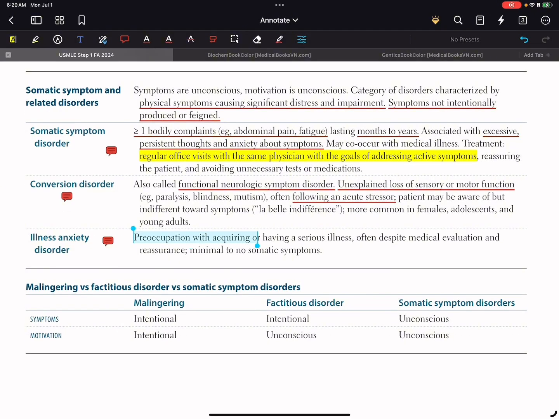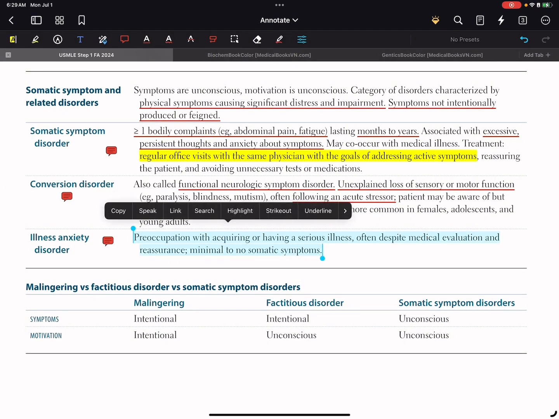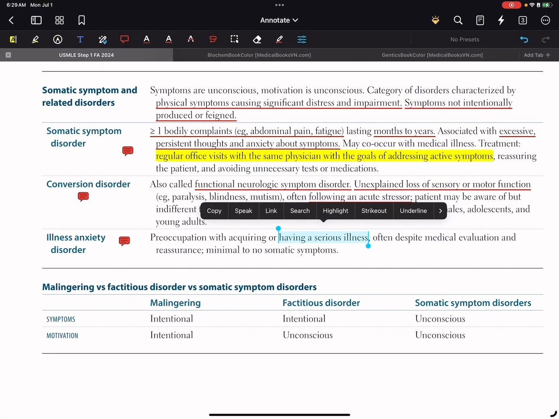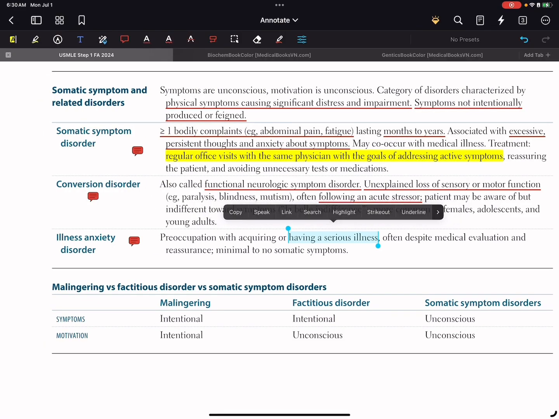Illness anxiety disorder: the patient fears having or acquiring a disease, often despite medical evaluation and assurance, with minimal to no somatic symptoms. The patient would come to the emergency department with fear of having colon cancer. The patient would say, I'm afraid I might have colon cancer, my friend at work had it, and lately I've been feeling like I have gas or whatever. So that is illness anxiety.